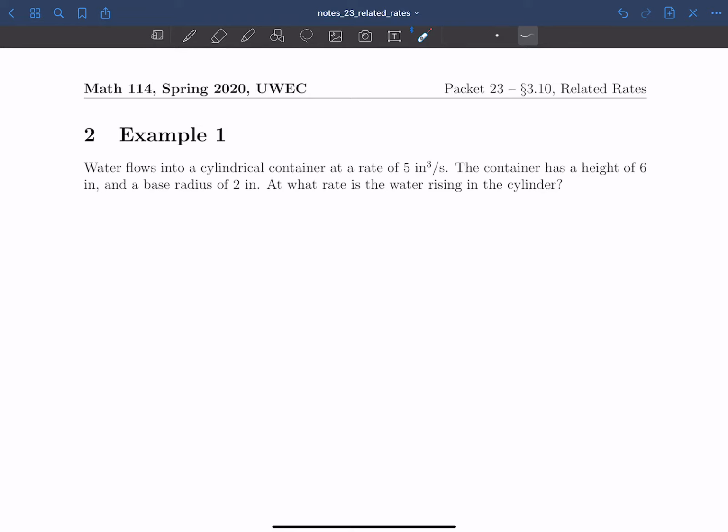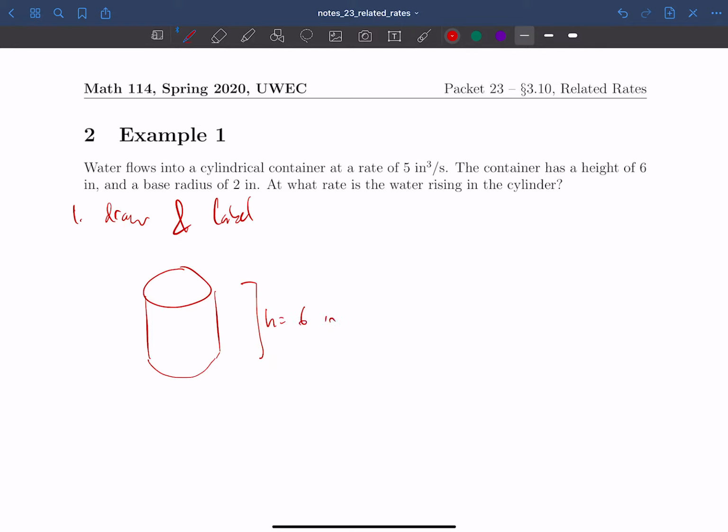In order to make sense of this, I really think that the first thing that we should do is draw a picture and label everything. We're going to draw and label. Water flows into a cylindrical container. Okay, here is a cylindrical container. So the container has a height of 6 inches, and the radius here is 2 inches.